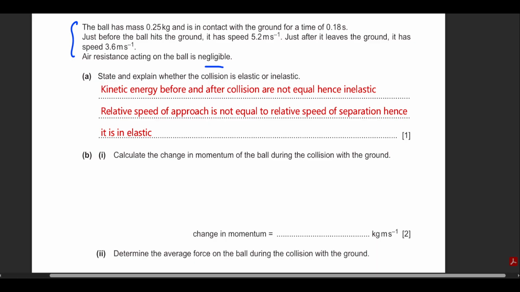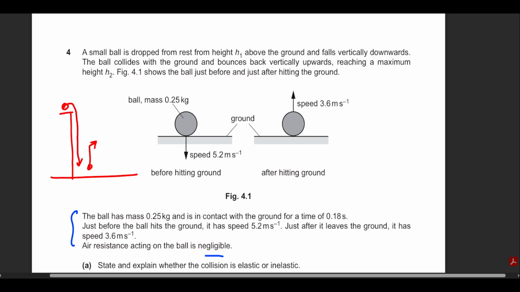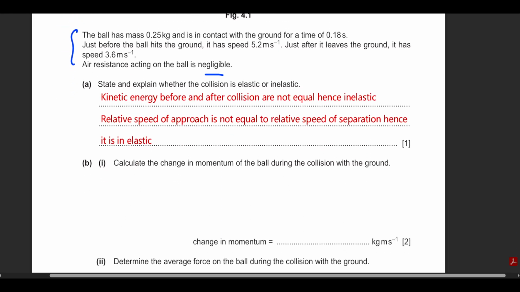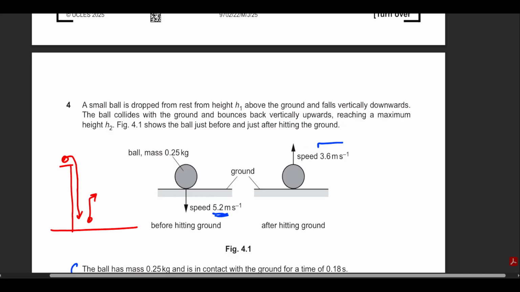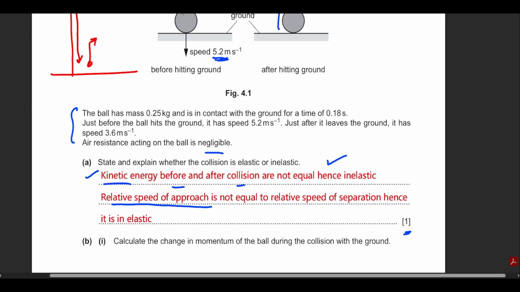Explain whether the collision is elastic or inelastic. Now, to determine that, you can see that the speed it falls with is 5.2, but the speed it rises up is 3.6. If it was elastic, then the speed of collision should have been the same. Or you can say that the relative speed should have been the same. So the kinetic energy is being used as a logic. So kinetic energy before and after the collision are not equal, hence it's inelastic. It's a 1-mark question. You could have used this logic or the relative speed approach. But it's coming as 3.6, it should have risen back at 5.2.